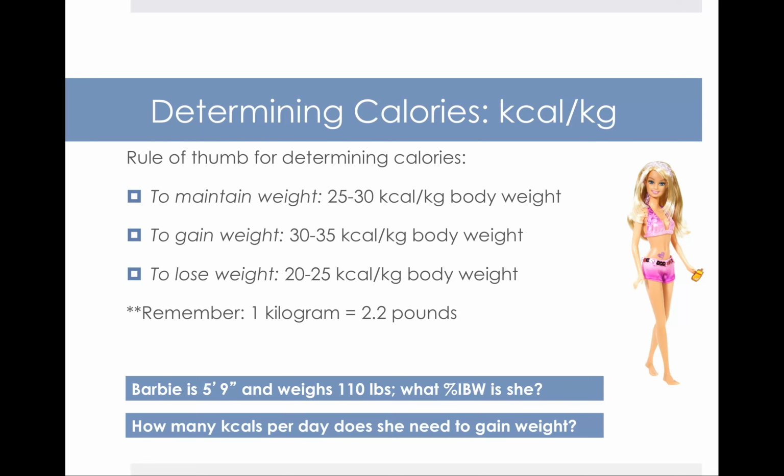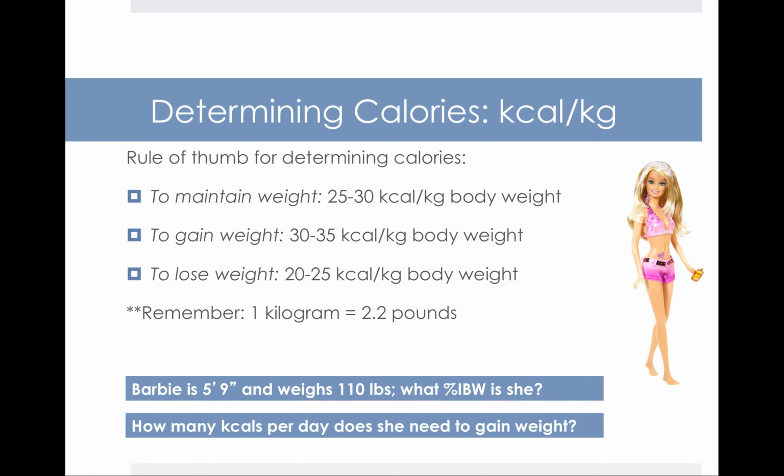Anytime someone is less than 85% of their ideal body weight, we say that they need to gain weight. So Barbie's only 76% of her weight. She needs to gain weight. To gain weight, we would multiply her weight in kgs times 30 to 35. Her weight in kgs is just 110 divided by 2.2, which is 50. So I would do 50 times 30, which is 1,500, and then 50 times 35, which is 1,750.